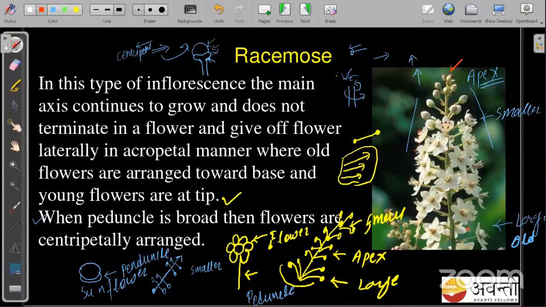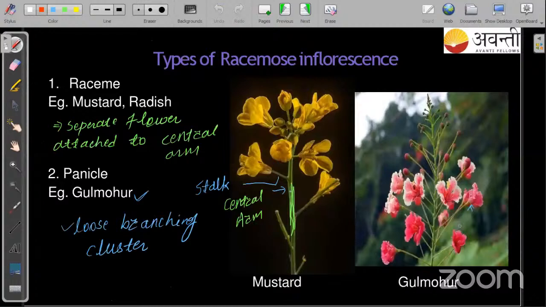Here is the first type. The first type is the raceme. In the raceme, separate flowers are attached to the central arm. So these are separate flowers attached to the central arm. Please remember the raceme. Here the stalk of the flower is long. Examples of raceme are mustard and radish.